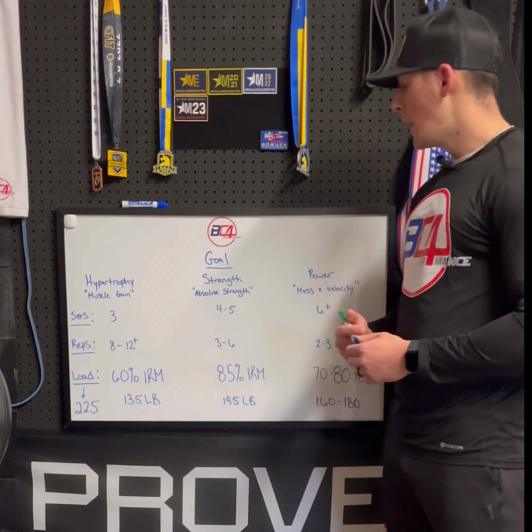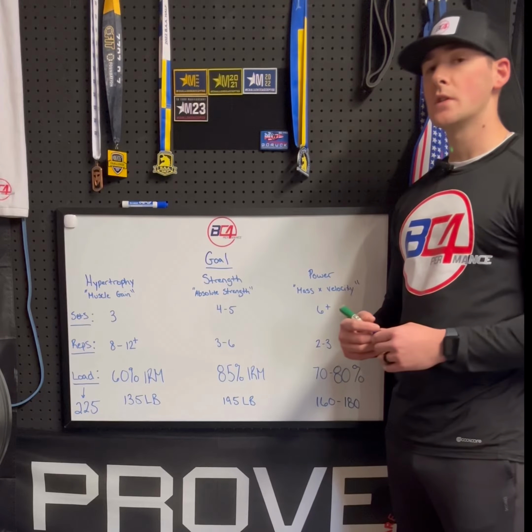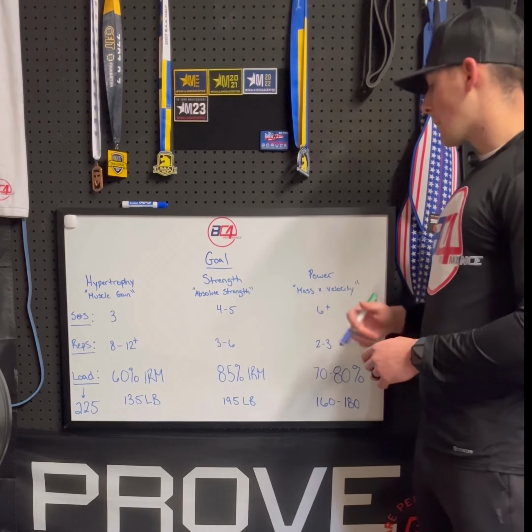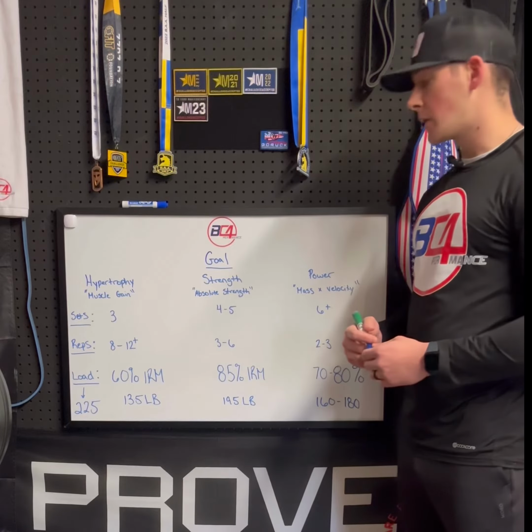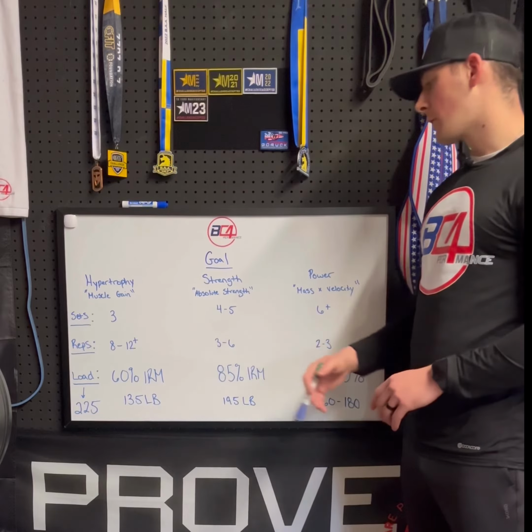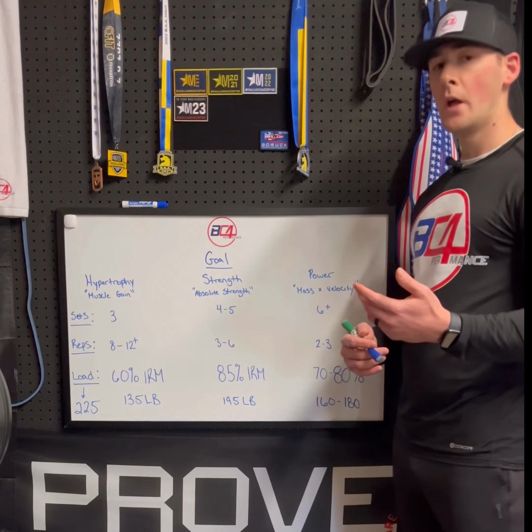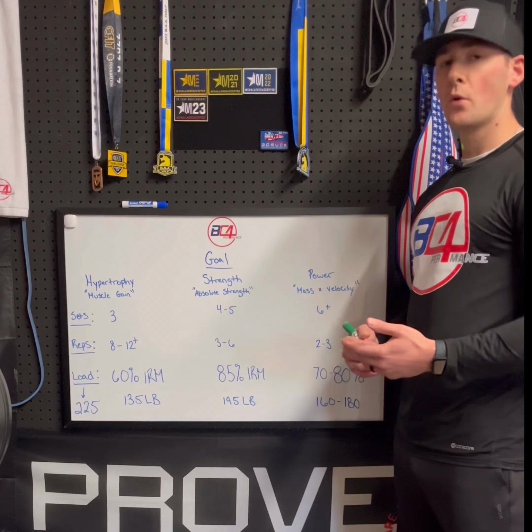Now, if you're doing power, which is very important for athletes, especially as you get close to the season, this is where athletes should be, is in that power phase. You're going to be mass times velocity. So this is where usually about 70 to 80% of your one rep max, based off of 225, you'd be around 160 to 180 pounds, depending on how good of a lifter you are. If you're a little bit newer of a lifter, you want to be on the lower side. If you've been lifting for a while, you'll be on the upper side of that.